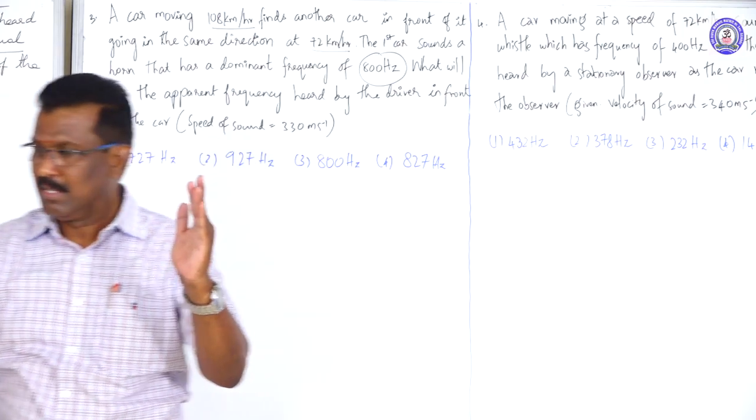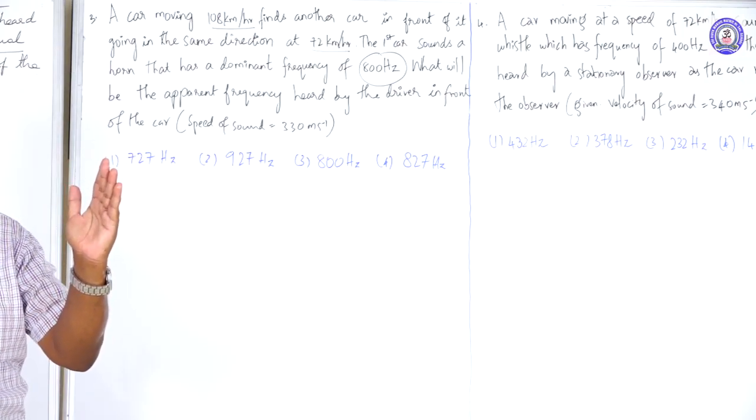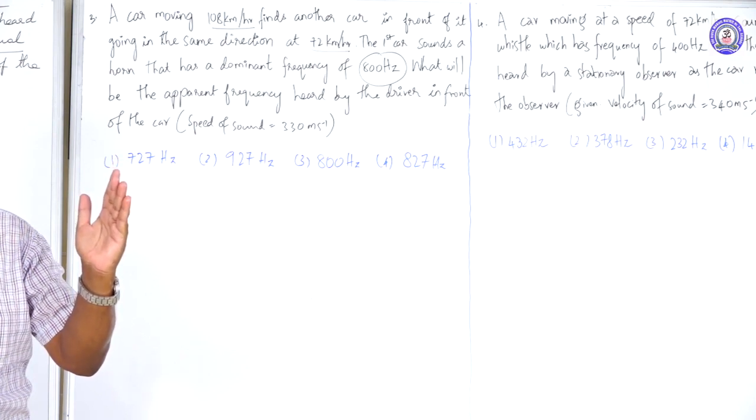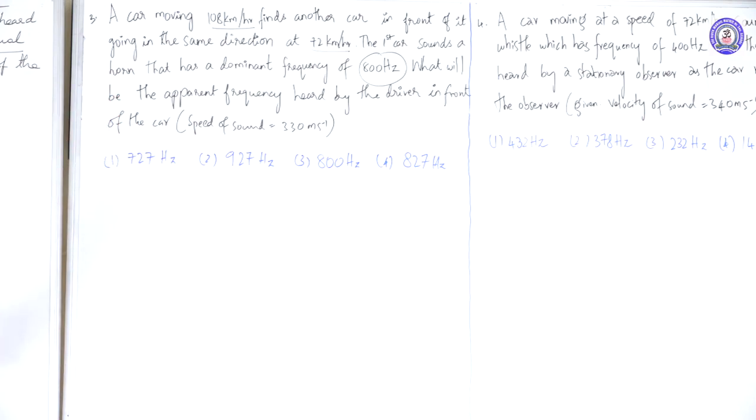So there are two cars. The first car produces a frequency of 800 Hz, moving at the speed of 108 km per hour. The second car is moving with a velocity of 72 km per hour, but it is being chased by the first car. Now the driver in the second car hears the frequency. How much frequency is heard by the second car? In this situation, both are moving in the same direction.